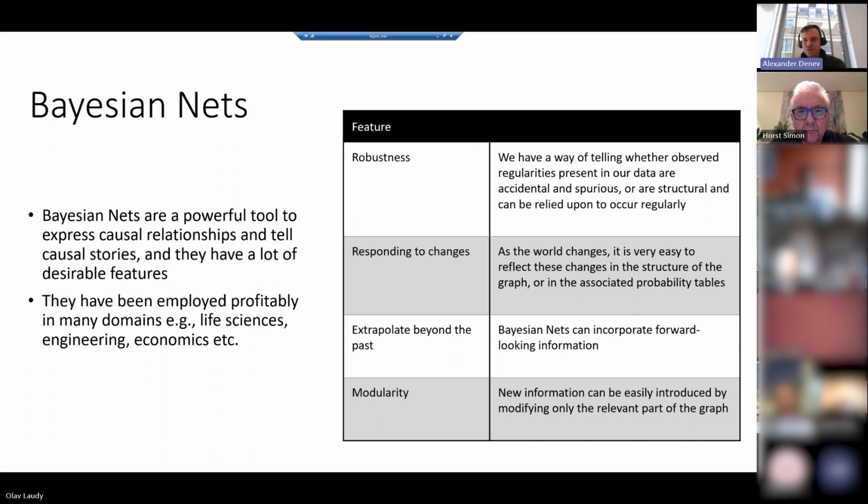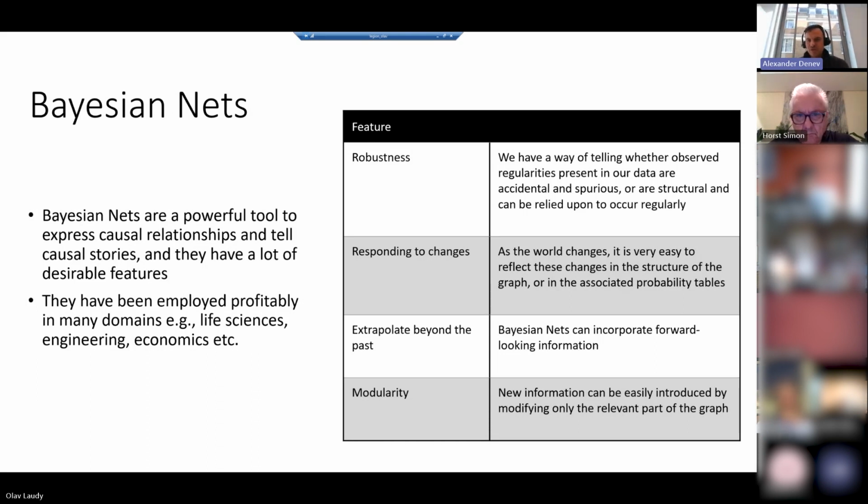They're very good when it comes to responding to changes because they're graphical structures, and they have different variables, different relationships, and it's easy to see where to operate surgically if needed to perform a change. They're good to extrapolate the past because they can source different data sets, and of course they can also incorporate forward-looking expert information. And they're modular. Whenever we need to do a modification, we don't have to reshuffle the whole graph. Unlike some other probabilistic graphical models, like undirected models, they're fairly modular, and we can operate very locally if we want to perform a change.